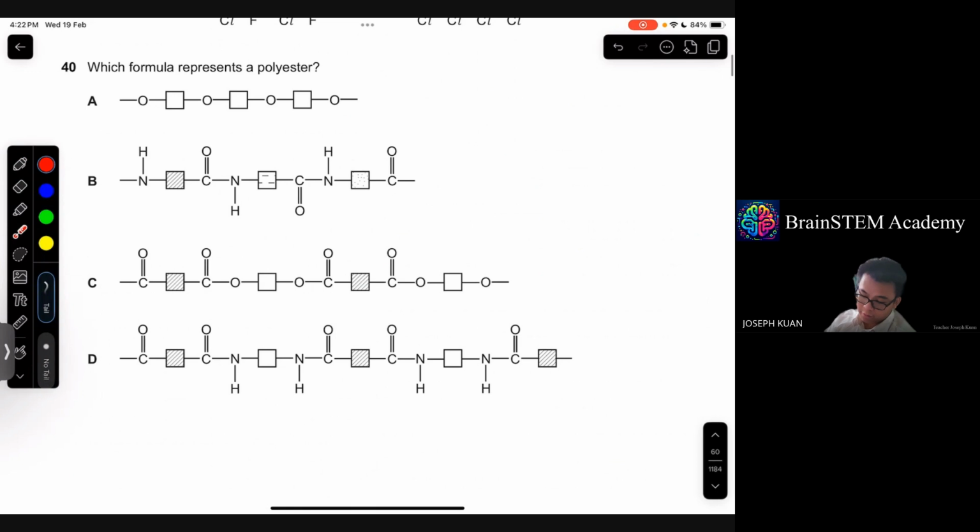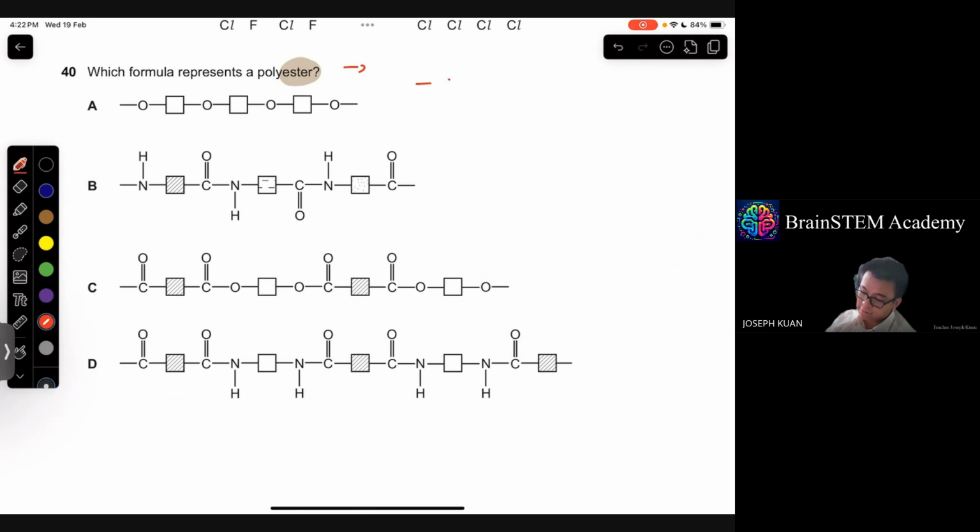Lastly, which formula represents a polyester? An ester has an ester linkage, which is C double bond O, single bond O. So we just need to skim through the whole list and find out which one has this functional group, which is our C. These molecules have ester linkages, they are polyesters. And that's it for the discussion.